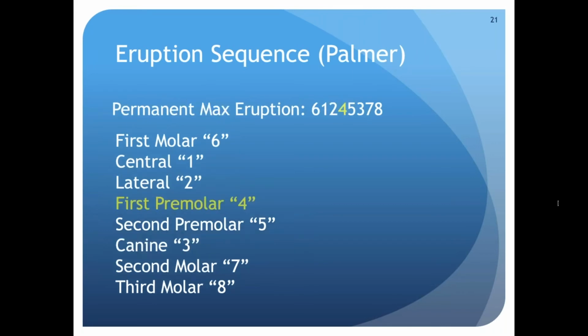Now the maxillary is a little bit more tricky. The number for this one is 6124537. So we're going to have eruption of our first molar, then our central and lateral, and then the first premolar is actually going to erupt, then the second premolar, and then our canine is going to erupt, followed by our second molar and third molar.